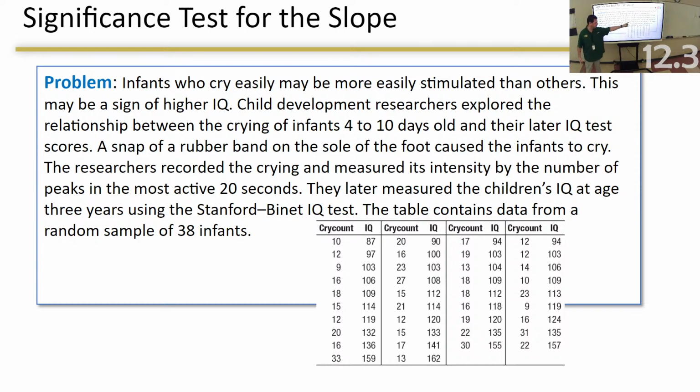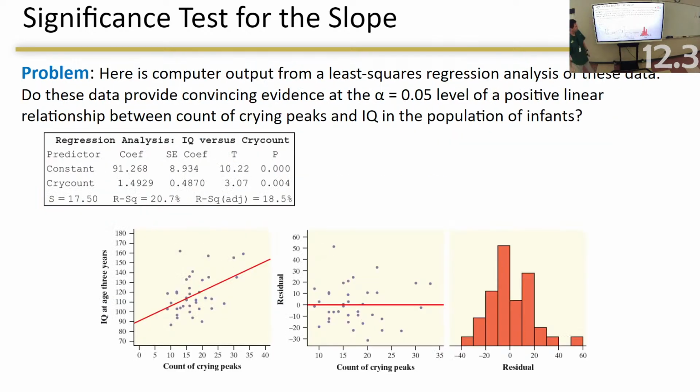So here's the cry count. Here's their IQ. Here is the regression line. Here are the residuals. That's the normality. So my conditions are all met. We got a random sample, yada, yada. Here is the computerized printout. Do these data provide convincing evidence? That means that I should be doing a full-blown process. Again, they will probably say conditions have been met. Here is the T critical value, 3.07.